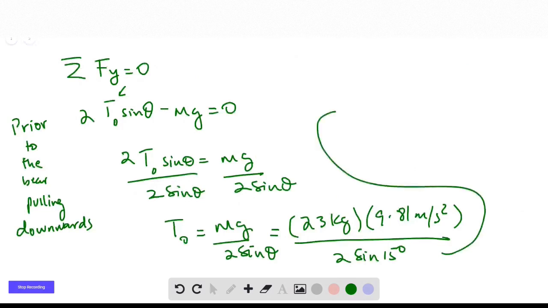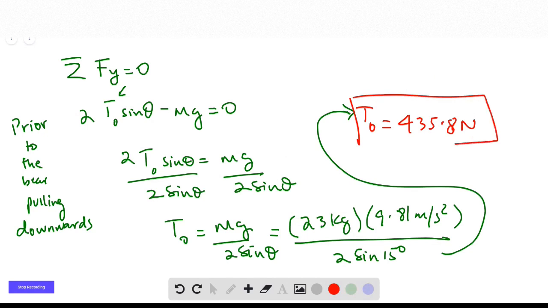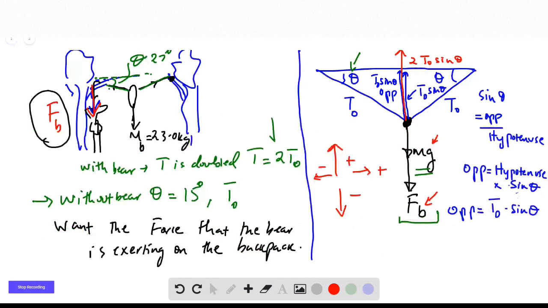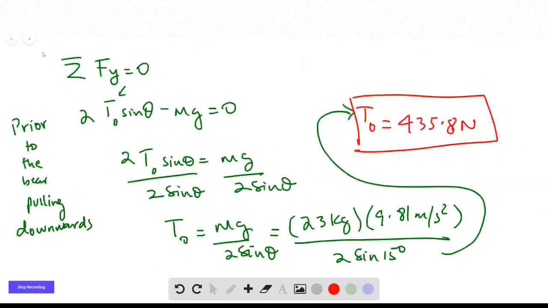And so if you simplify that, T naught equals 435.8 newtons. That's what T naught is. That's going to be helpful in the second part of the problem, because in the second part, the tension is doubled. So just before we forget that, going to the next page, that tension T becomes equivalent to twice T naught. So that's twice 435.8 newtons. That's something to remember.